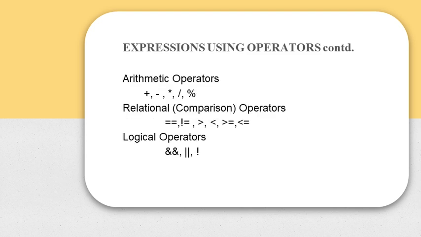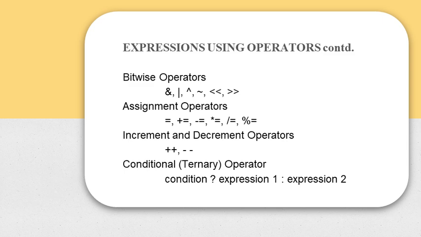Arithmetic expressions use arithmetic operators to perform mathematical calculations. Relational expressions use relational operators to compare two values and result in a Boolean value. 0 is for false and 1 for true. Logical expressions use logical operators to combine or modify Boolean expressions. Bitwise expressions use bitwise operators to perform operations on individual bits of integer values.